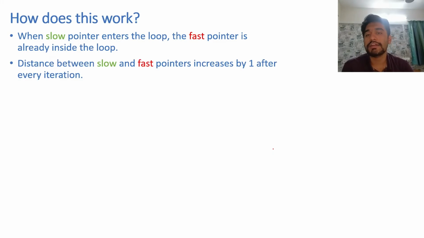The second fact is that the distance between the slow and fast pointers will always increase by 1 after every iteration.